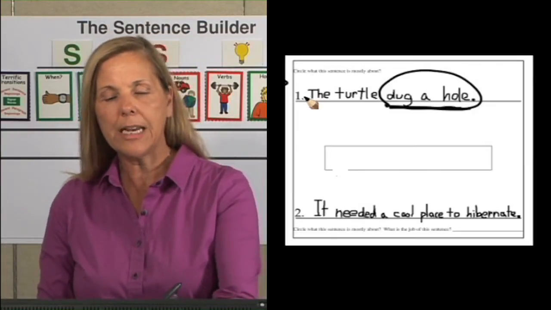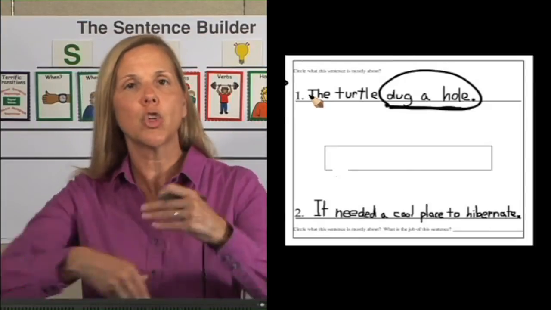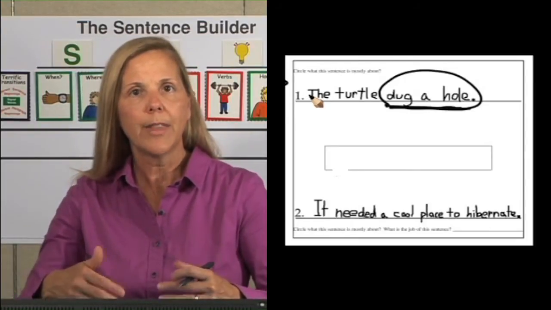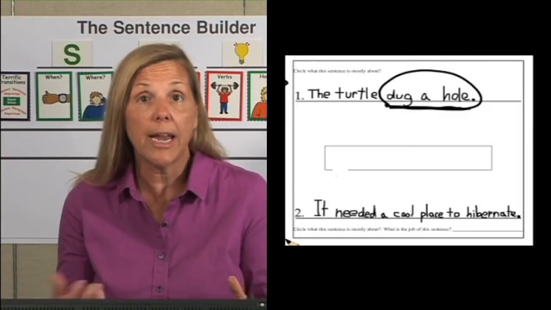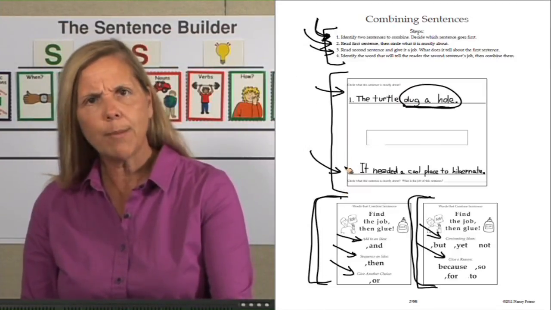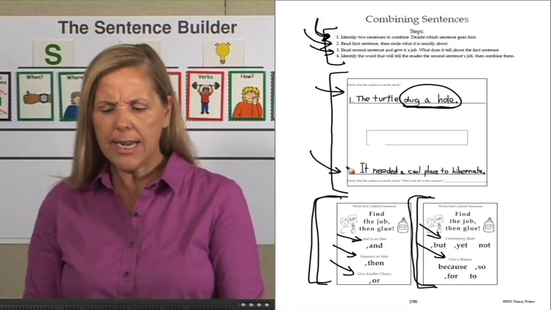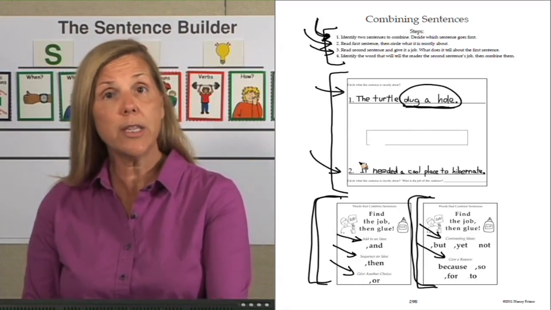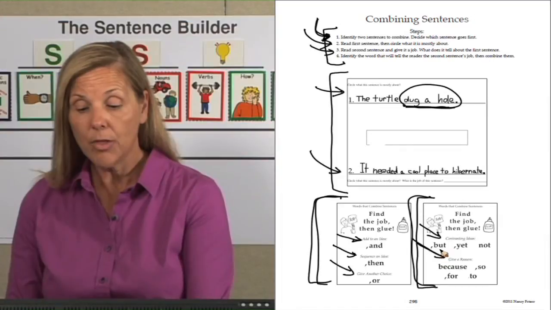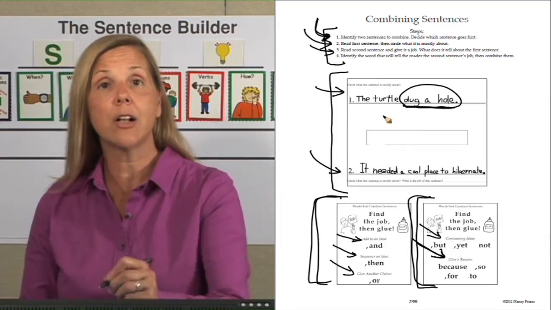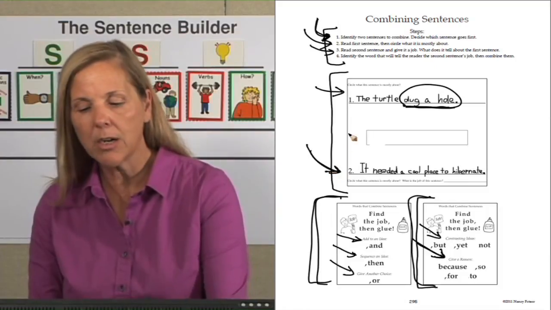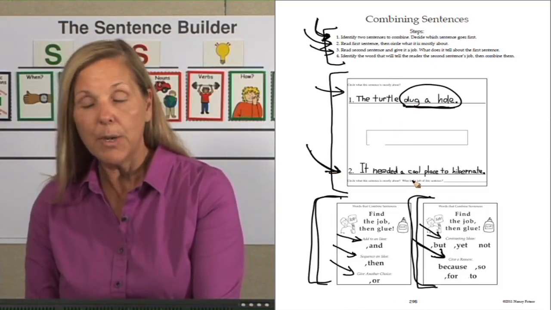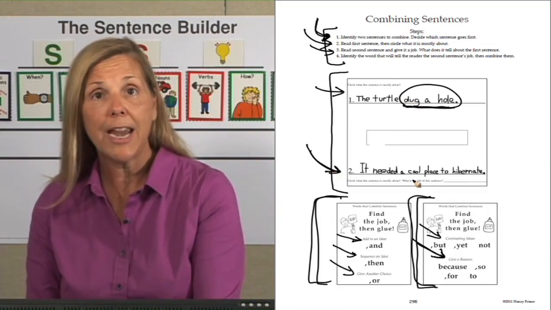So we go back here and we say this sentence is about the turtle dug a hole. Then the second sentence is telling us he needed a cool place to hibernate. What's the job of this sentence? Is it telling us a choice, or is it telling us the reason why it dug a hole? It's telling us the reason why it dug a hole. It dug a hole because it needed a cool place to hibernate.